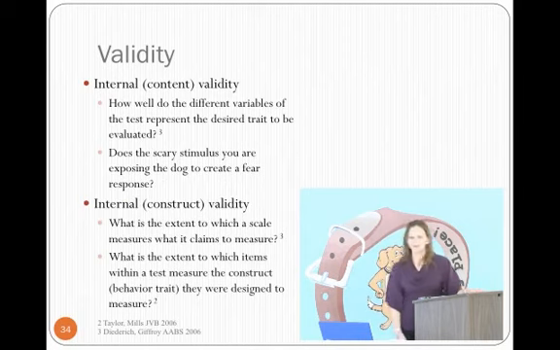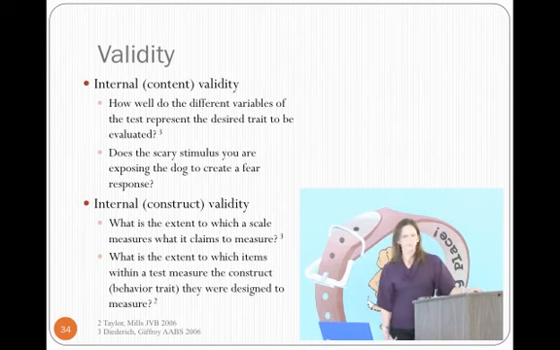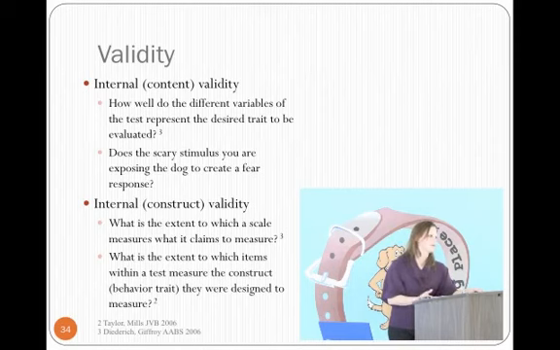Then we'll look at internal validity, and so we have content validity where we're looking at the actual test itself and how well the different variables of that test represent the desired trait to be evaluated. And again, does the scary stimulus that you're presenting the animal with actually create fear in the dog? And then you look at construct validity and what's the extent of the scale that it's going to create fear.